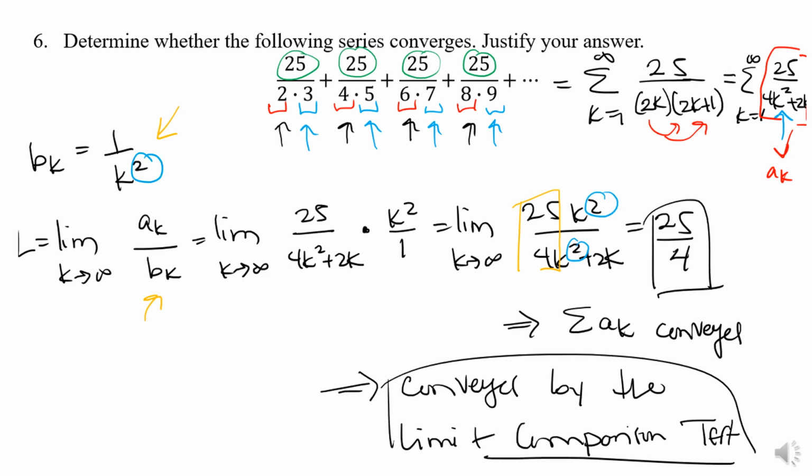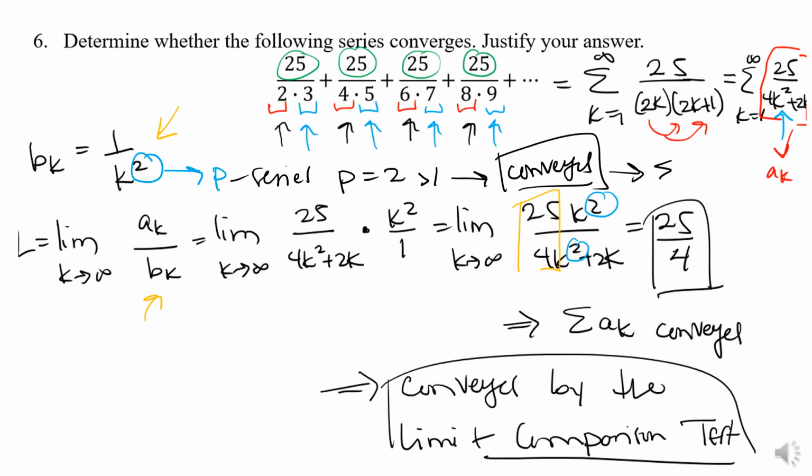And again, how do we know that it converges? Well, if we look at the p-series for our b sub k here, we can see that p is equal to 2. Well, 2 is indeed bigger than 1, so based off the p-series, we know that it converges, okay? So that means the summation of b sub k converges, and then so does the summation of a sub k.